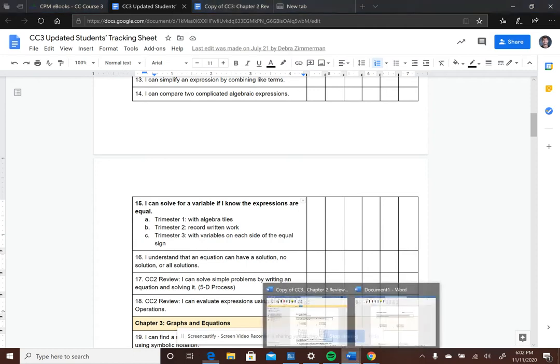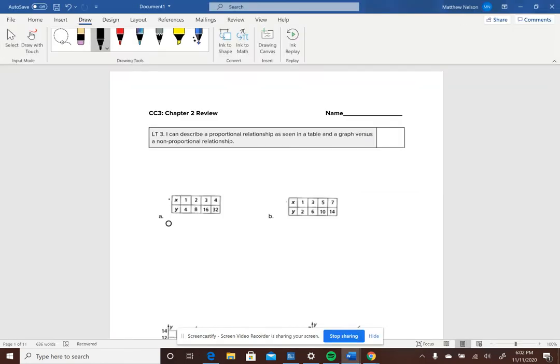All right, so let's hop right into it. First off, I'm going to start by writing my name. And then I'm going to move into the problems. The first part is I can describe a proportional relationship as seen in a table and a graph versus a non-proportional relationship. So it's asking proportional or non-proportional.